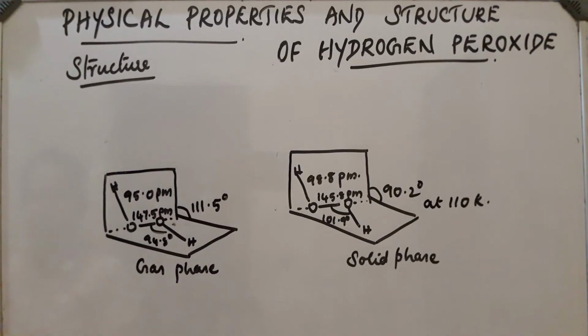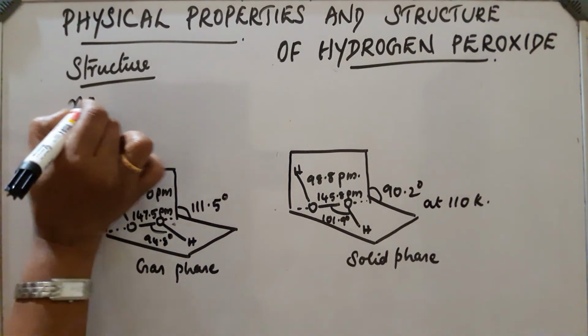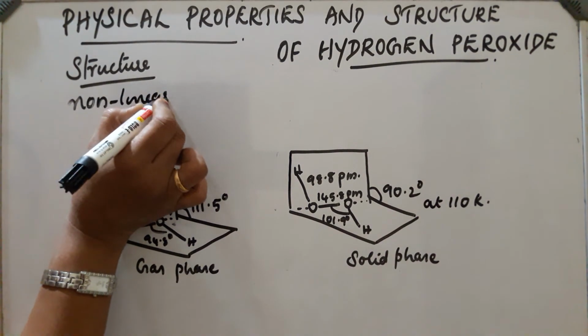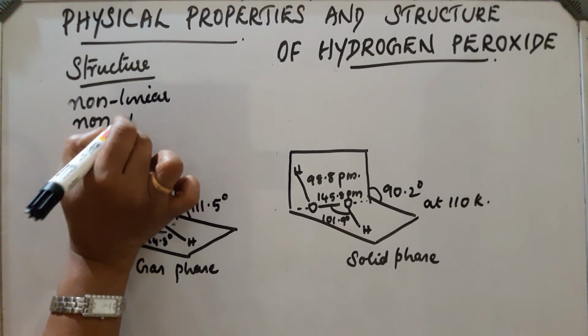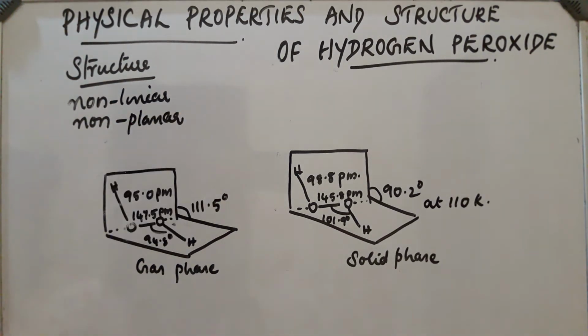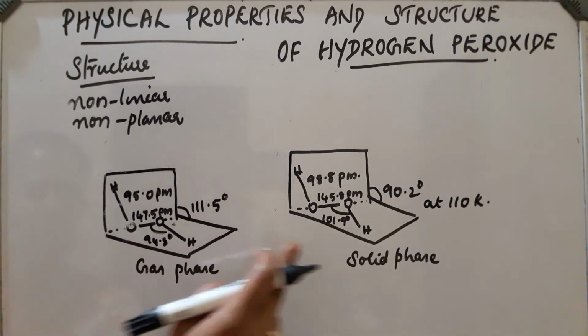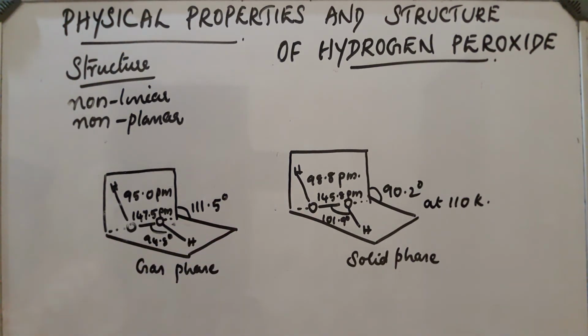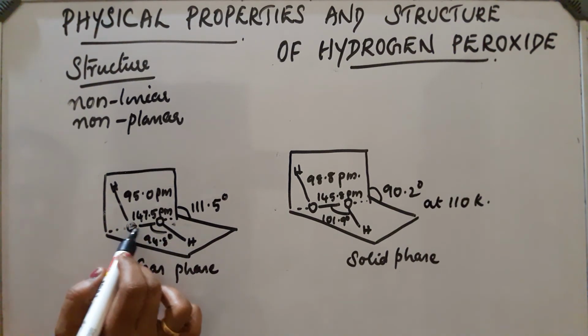Next, structure of hydrogen peroxide. Hydrogen peroxide is a non-linear, non-planar molecule. It has an open book-like structure. The molecular dimensions of H2O2 in the gas phase show a slight difference from the solid phase. So let us see the difference between these two.